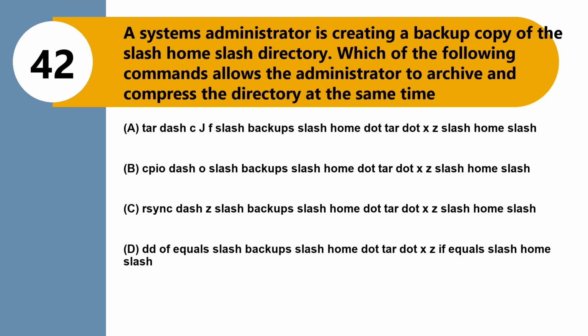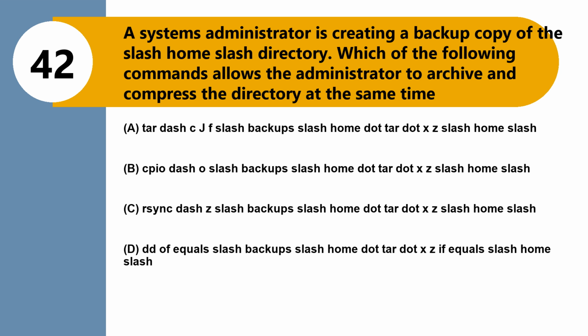Question 42. A systems administrator is creating a backup copy of the /home/ directory. Which of the following commands allows the administrator to archive and compress the directory at the same time? Option A, tar -cjf /backup/home.tar.xz /home/. Option B, cpio -o /backup/home.tar.xz /home/. Option C, rsync -c /backup/home.tar.xz /home/. Option D, dd of=/backup/home.tar.xz if=/home/.